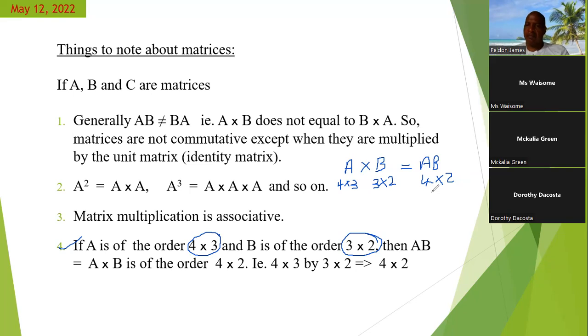Sarah, the column and the row are 3, 3. All right, so these two are equal. So these two tell you that the matrices can be multiplied. Now, what else can you say? How would we arrive at the 4 by 2 for this AB?